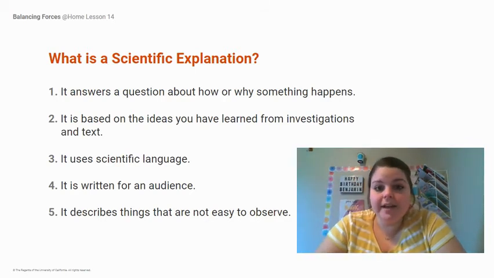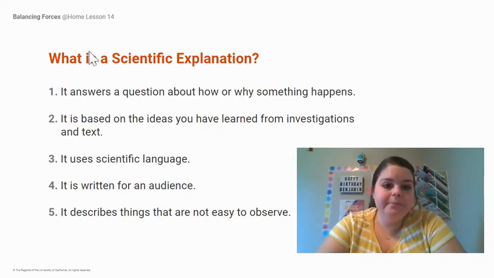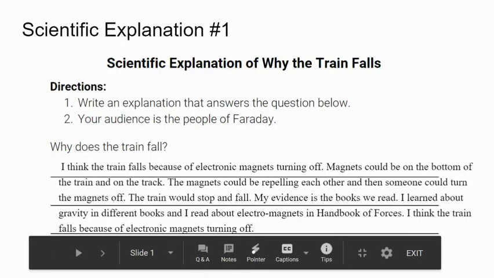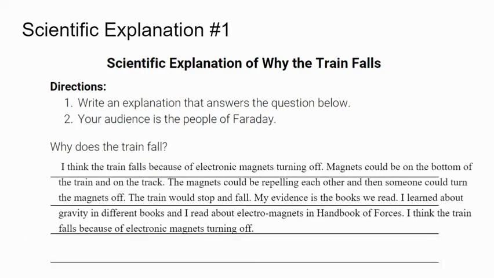Before we get into what your scientific explanation is going to look like today, I want to show you some examples of some really good scientific explanations from some students in my class. A really strong scientific explanation from a student in my class. This was from the one you guys did last time, which was answering the question, why does the train fall? The text they wrote says, I think the train falls because of electronic magnets turning off. Magnets could be on the bottom of the train and on the track. The magnets could be repelling each other and then someone could turn the magnets off. The train would stop and fall.